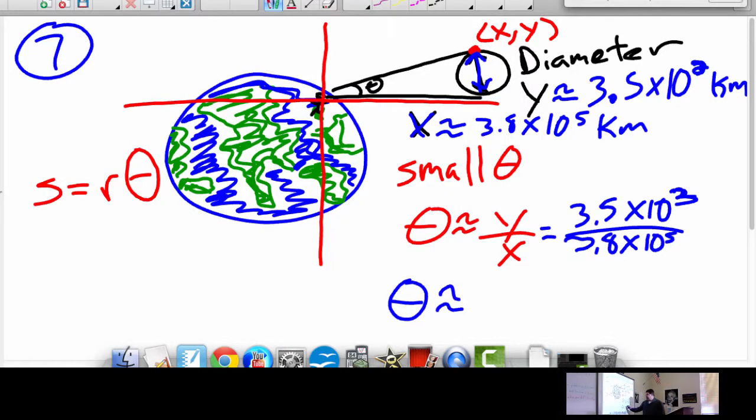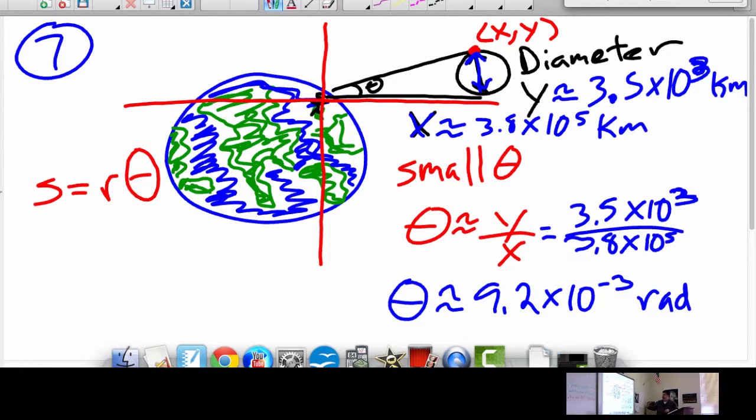Alright? So that's 9.2 times 10 to the negative 3rd radians. Okay? So this was 10 to the 3rd, not 10 to the 2nd. It's 3,500 kilometers, so it was 3.5 times 10 to the 3rd. I don't know what I was thinking.